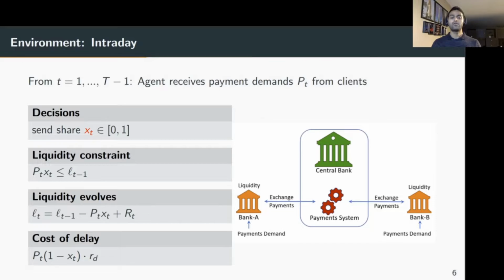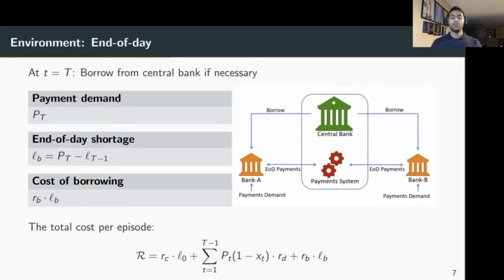Finally, let's move on to the end of the day settlement. The end of the day procedure is outlined in the schematic shown on the right. In this period, each bank has to satisfy its payment demand for that day. In our setting, if the bank does not have sufficient liquidity to satisfy its payment demand, it must borrow additional liquidity from the central bank. The end of day shortage is shown in the second equation.